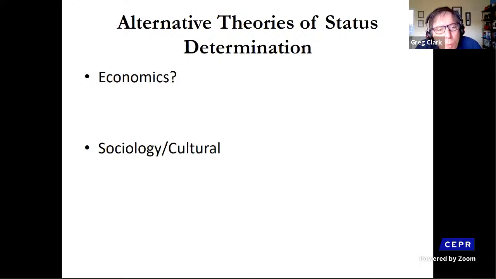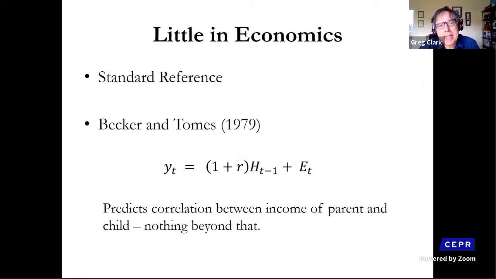And so what the book is going to do is test this simple, almost simplistic model of social outcomes against alternatives. And here we run into a difficulty: there are very few well-specified alternatives. It's very hard to come up with what the model is that people have for social outcomes in alternatives. Now, for economics, the standard reference would be Becker and Tomes.